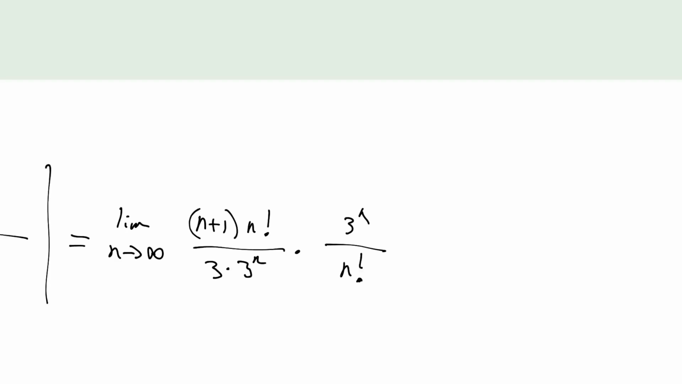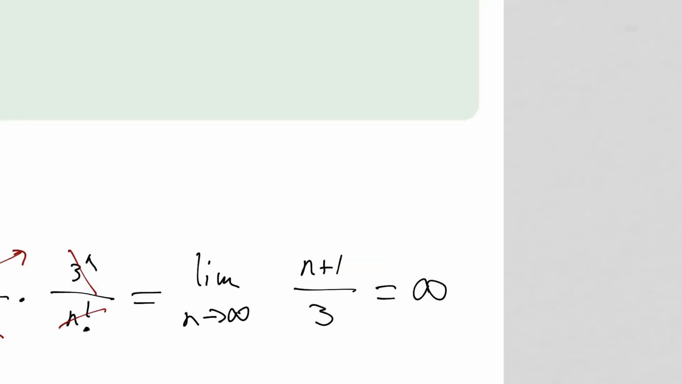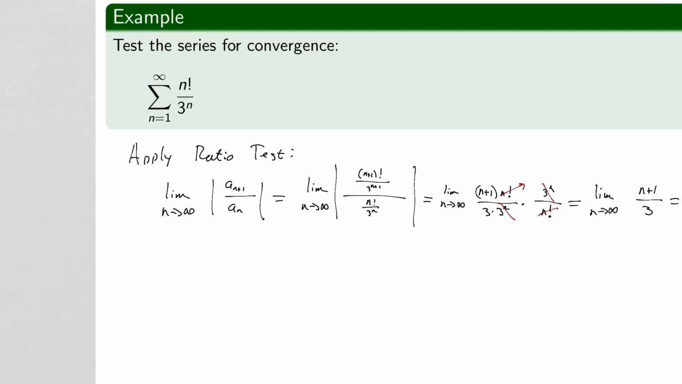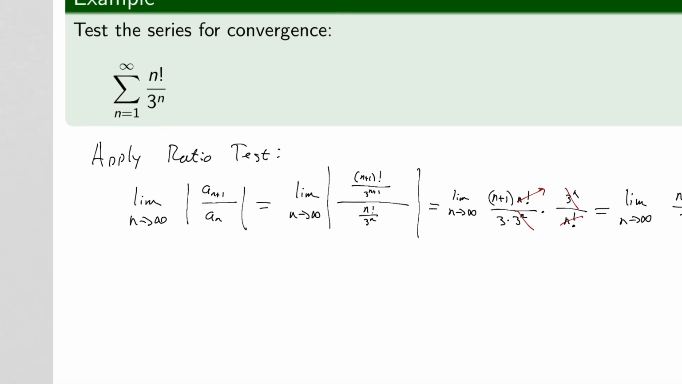Simplify, simplify, simplify. Recognize that n plus 1 factorial is the same as n plus 1 times n factorial, and that 3 to the n plus 1 is the same as 3 times 3 to the n. Of course, these terms cancel, and these terms do too, and we end up with the limit as n goes to infinity of n plus 1 over 3. Now, of course, this limit is infinity. So in this case, the result of the ratio test yields a number that's greater than 1. Therefore, the ratio test tells us that this series diverges.